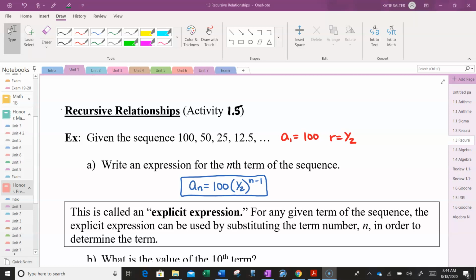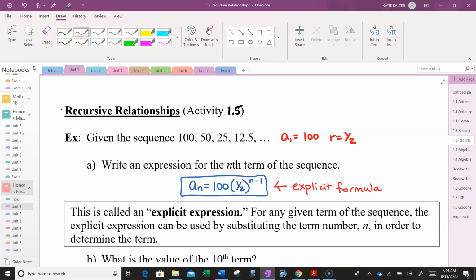Hopefully you recognize that this is a geometric sequence with a common ratio of a half. So our expression for finding the nth term would be a sub n equals 100 times 1/2 raised to the n minus 1. This particular formula that you have written is what we call an explicit formula. It is called this because for any given term of the sequence, the explicit expression can be used by substituting the term number in order to determine the term.